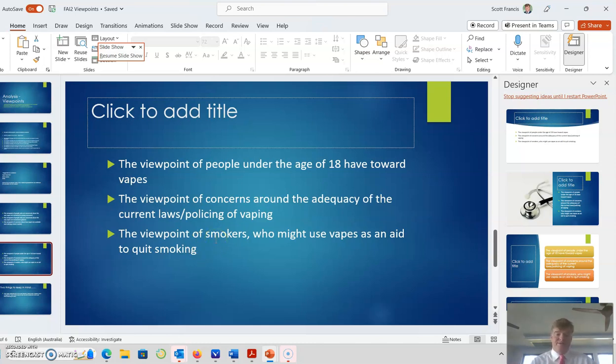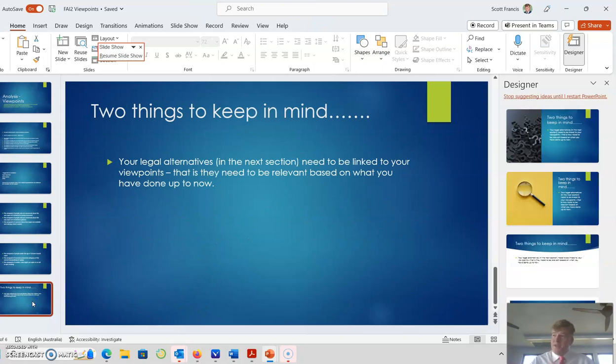And that could lead to some interesting legal alternatives, which brings me to the last point just in this short presentation. That's that as well as thinking about your viewpoints, your legal alternatives have to be linked to these viewpoints. They have to be relevant based on what you've done up to the time you start writing them. So keep that in mind. Keep thinking that, yeah, some viewpoints are important, but you can't then just have completely separate legal alternatives.